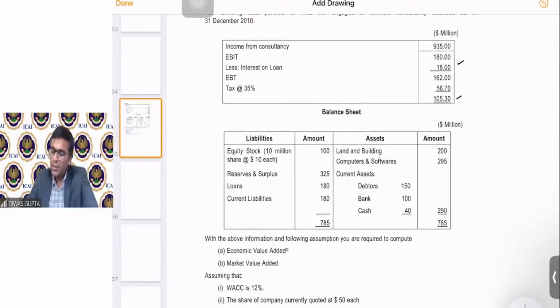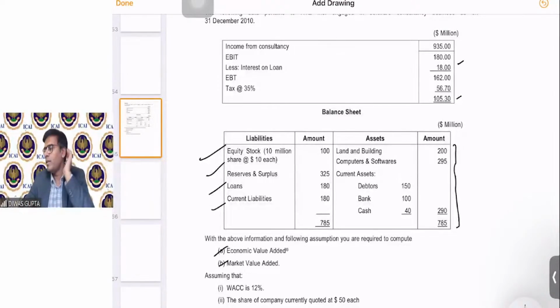Balance sheet. They have equity stock of 10 million shares of 10 each. They have reserves and surplus. They have a loan value also that is running. Current liabilities, and here they have PPEs, and then the current operating assets, which is debtors, cash, and bank. With the above information and following assumptions, you are required to compute EVA and MVA both, right?